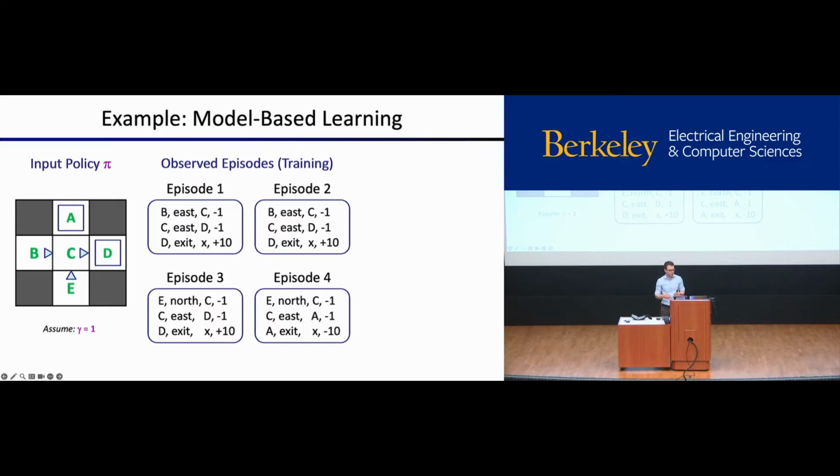And just like in the machine learning unit, we can now try and use this data to learn the parameters of our model. So what do we want in our world model? Well, we want a transition function, and we want a reward function. So let's start with the transition function.